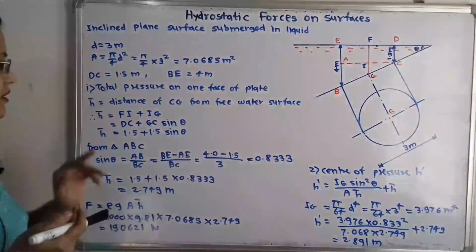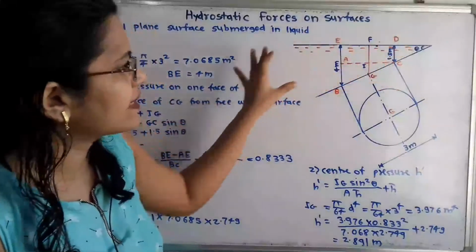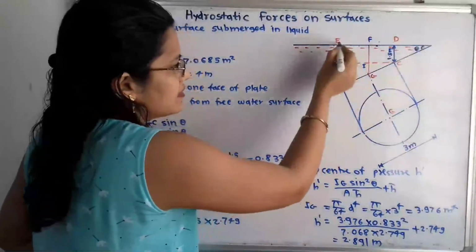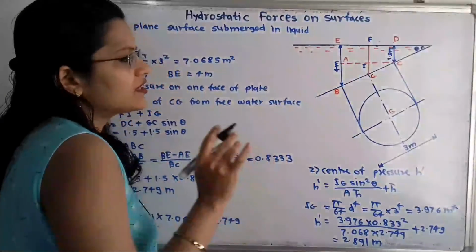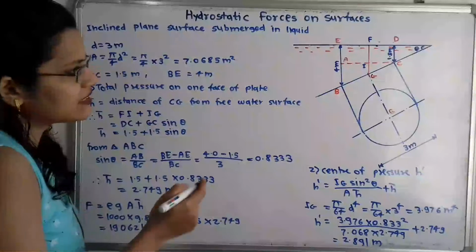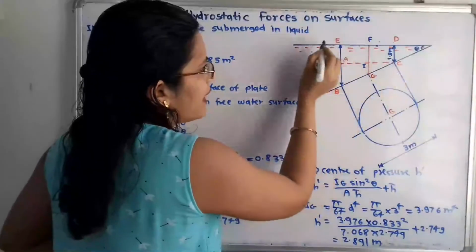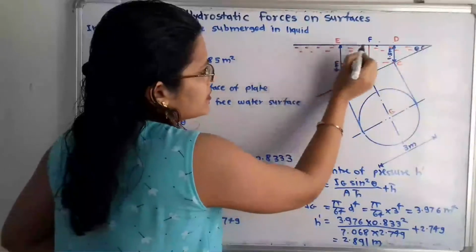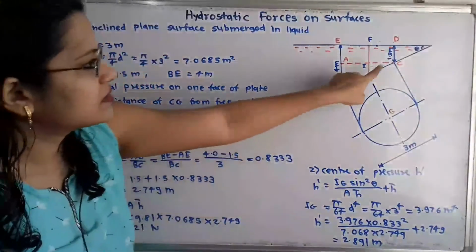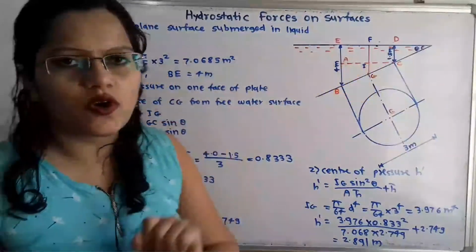Now if we observe this diagram, here is the angle theta, here the distance DC is there, and distance BE is there. Now we have to make one construction. What is that construction? From this point C, draw a line parallel to the free surface of water, that is, with the horizontal. I have shown the line with this dot.